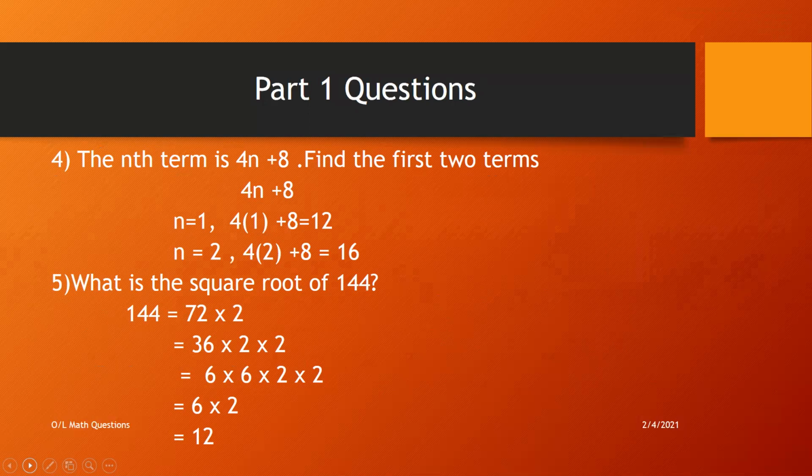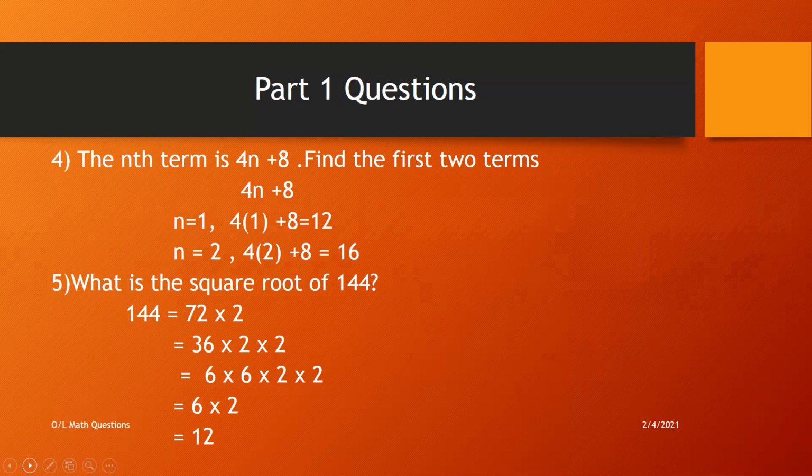Fifth question, what is the square root of 144? So it's much more easier for you to do like this. So you divide this 144 with factors. So 144 means I can write it as 72 times 2. Now I have divided 72 also as 36 times 2. 36 means 6 times 6. I don't want to get prime factors because I just want to find the square root of 144.